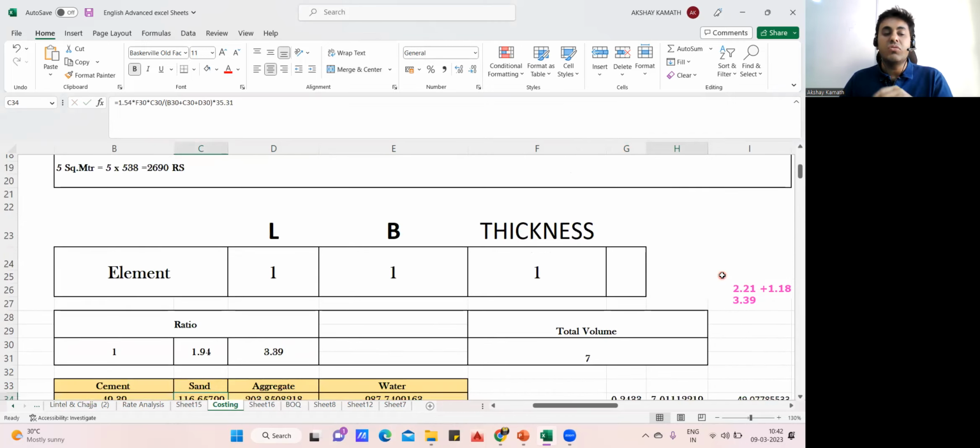Got it? So in this way, you can try to do the estimation for any mix design that is given to you. You need to understand the fundamentals. That's how the entire calculation is to be done.